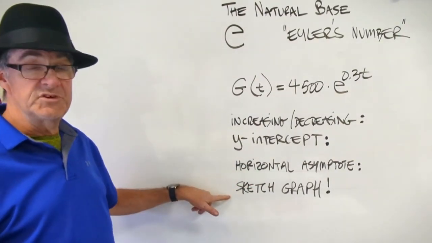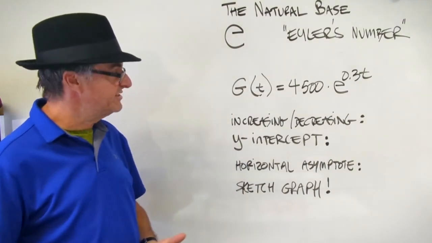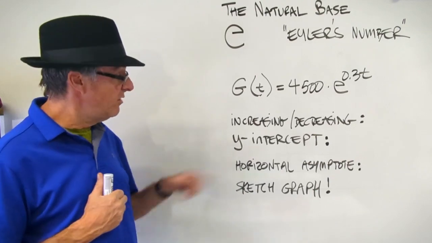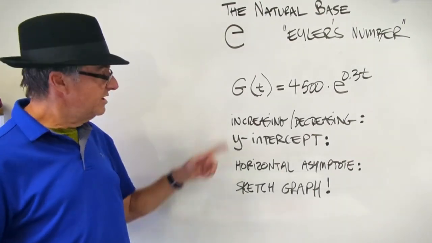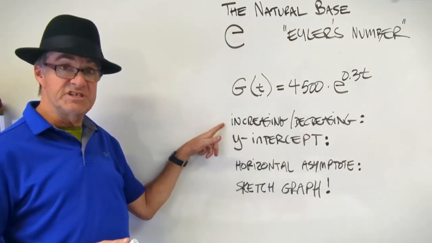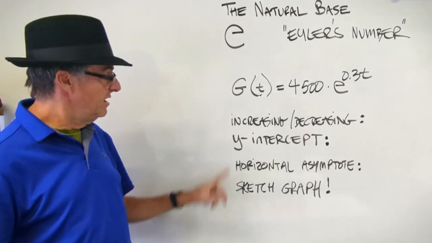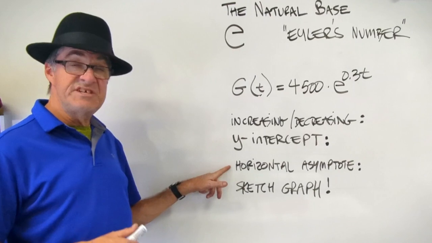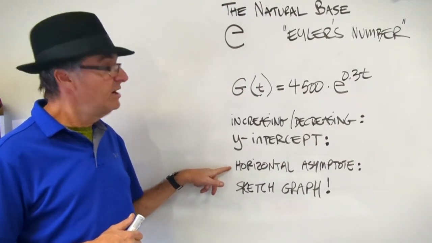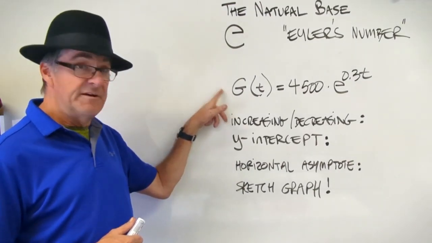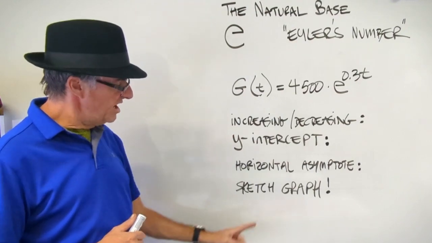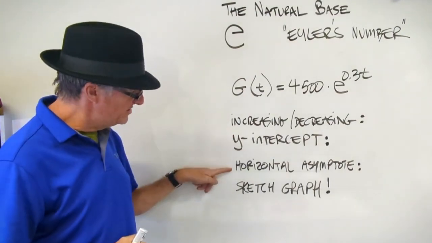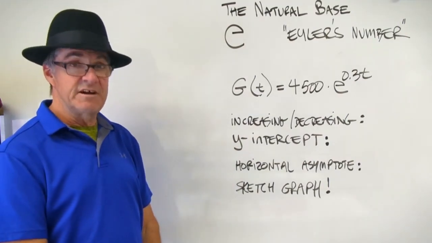So I've got 4 prompts for you. I'd like you to pause the video and see how far you can get. See if you can do these. If you've been following along in my class, you have all the tools right now to do this. What I'd like you to do is say whether the function is increasing or decreasing. You can tell just by looking at it. What is the y-intercept? Again, you can get that right from the equation. What is the equation for the horizontal asymptote? Again, it comes right out of the equation. And then finally, once you have this information, I'd like you to sketch a rough graph. And I mean rough. Just use what you know from these 3 questions, sketch your graph, and come back.